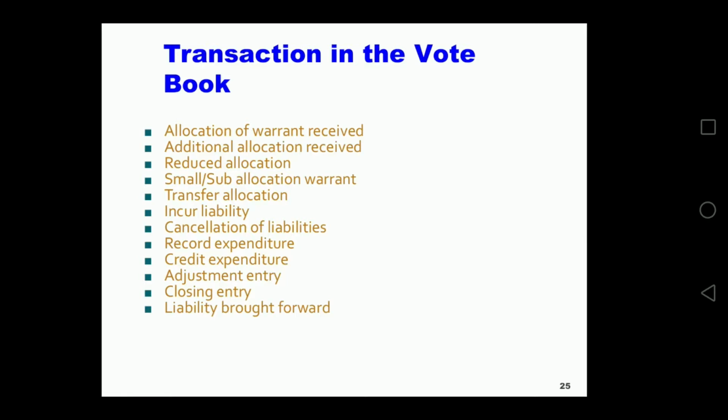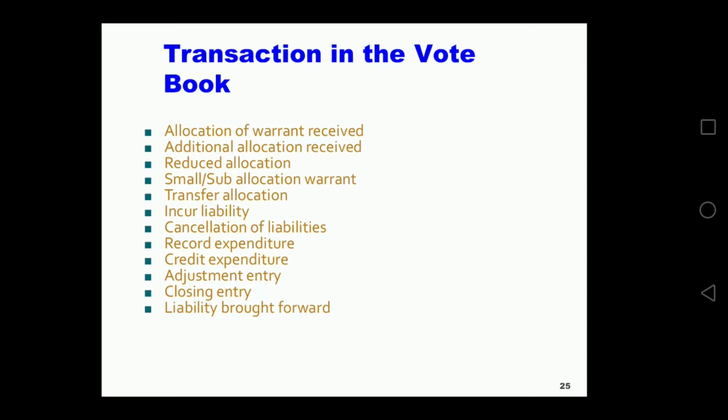Next transaction is incurred liability. In incurred liability, expenditure of goods or services will be done through a travelling warrant. That liability is said to be incurred or charged. Next is cancellation of liability. If any contract is cancelled, the earlier transaction recorded as liability charge and outstanding liabilities have to be adjusted.